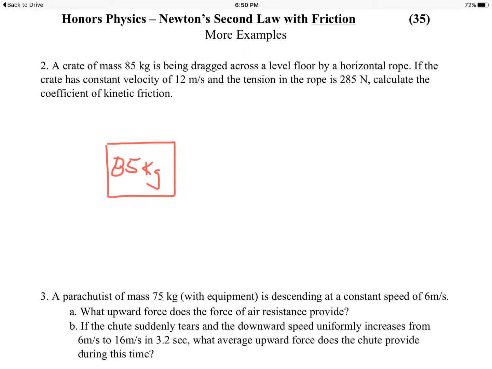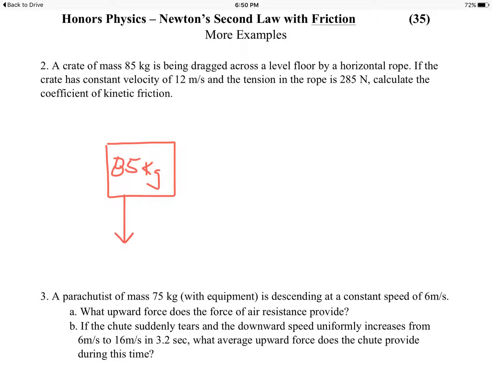Newton's second law with friction, example 2. You have an 85 kilogram crate being dragged across the floor, horizontal flat floor, with a rope. Here's the free body diagram. The 85 kilogram mass, force of gravity straight down.